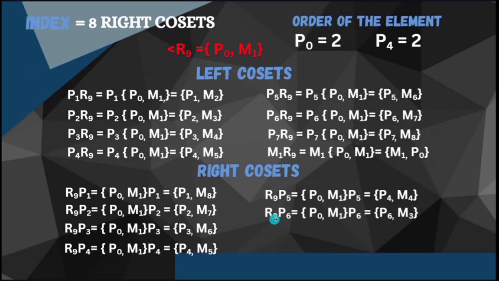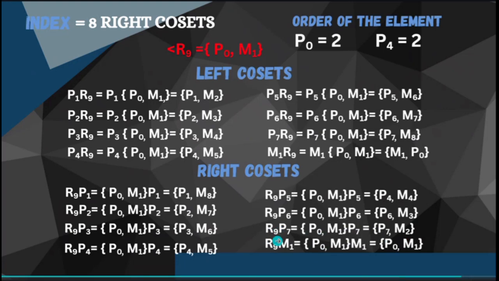For r sub 9 multiplied by rho sub 6, we have rho sub 6 and mu sub 3. For r sub 9 multiplied by rho sub 7, we have rho sub 7 and mu sub 2. For r sub 9 multiplied by mu sub 1, we have rho sub 0 and mu sub 1. As you can see, when you observe the results, the left cosets and right cosets are not equal to each other.